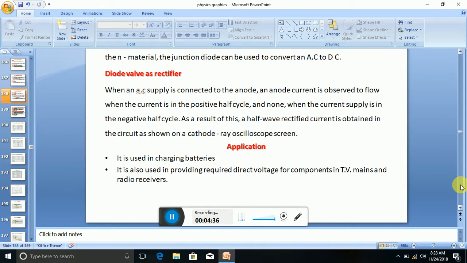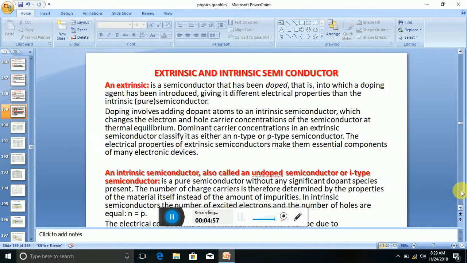Now, what are the applications of these? It is used in charging batteries. It is also used in providing the required direct voltage for components like the TV mains and radio receivers.